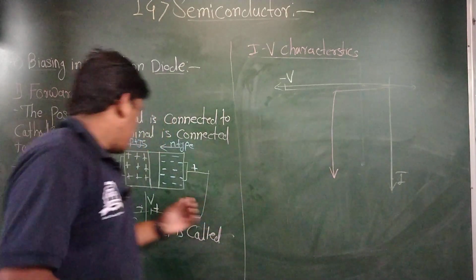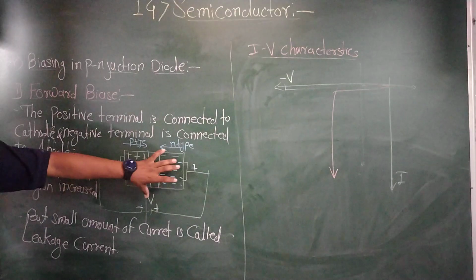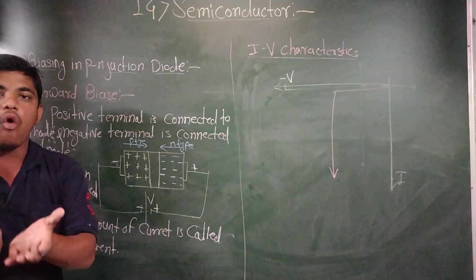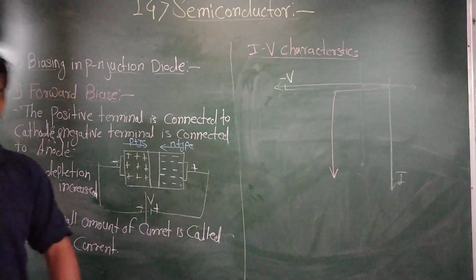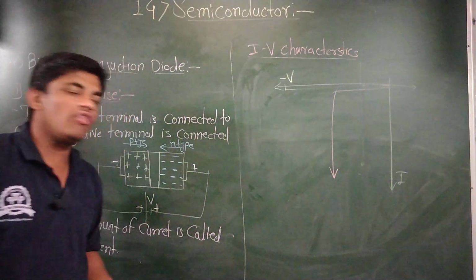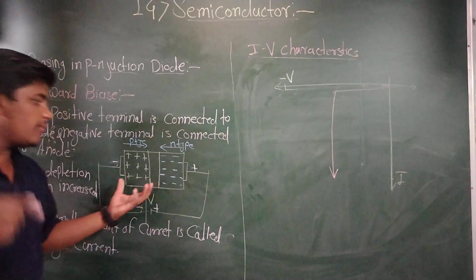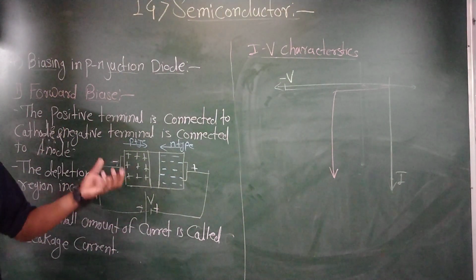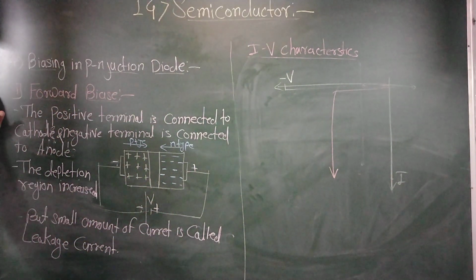So what happens here? The depletion region is increasing, but how does the current flow? When the applied voltage increases, the PN junction gets overheated. Due to the overheating, a very large amount of current suddenly flows. This is because the covalent bonds get broken, and when covalent bonds break, electrons are freed in silicon or germanium, any type of semiconductor.